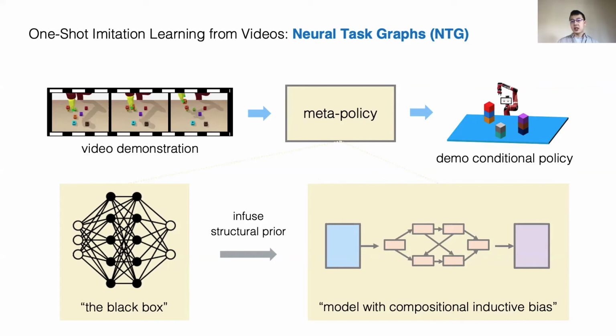So NTG achieves better compositional generalization and sample efficiency in training by infusing the deep learning models with these structured priors. And we're quite excited about this model, so we decided to perform more analysis on the model performance and the ability to generalize to new tasks.